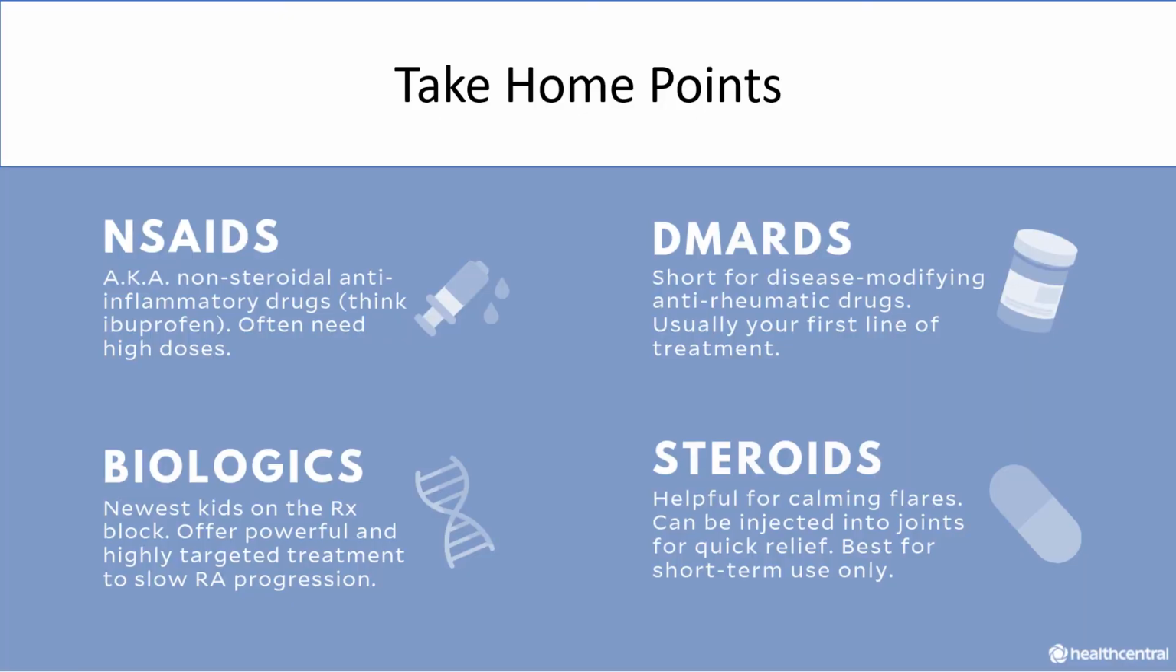So what are some of the take-home points from this lecture? You can use NSAIDs or steroids as bridge therapy. DMARDs such as methotrexate are first-line agents, and if those fail, biologics are the newest kids on the block to treat rheumatoid arthritis. They are very powerful and they slow the progression of rheumatoid arthritis.